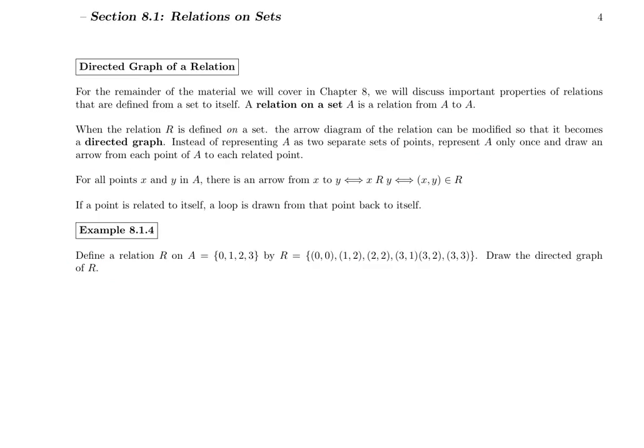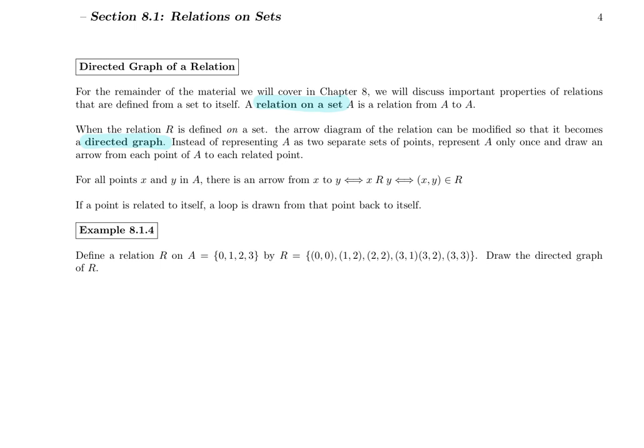The last topic we're going to cover in section 8.1 is on directed graphs of relations. So for the remainder of the material in this chapter that we're going to cover in 8.2 and 8.3, we're going to be discussing important properties of relations that are defined from a set to itself. So that is called a relation on a set. A relation on a set A is a relation from A to A. When the relation R is defined on a set, the arrow diagram of the relation can be modified so that it becomes a directed graph.